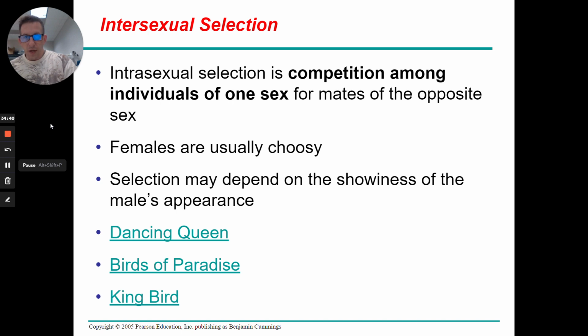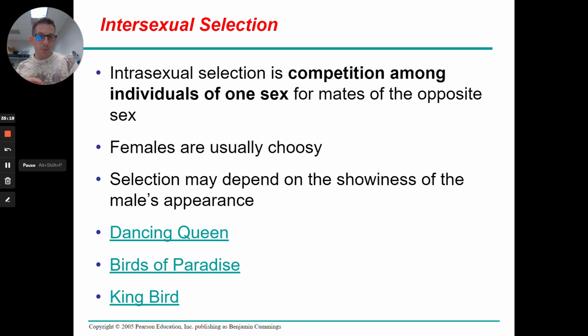So this is a typo right here. I'm not going to change it, but I'd like you to change it. This should say intersexual selection. Birds of paradise are great examples of intersexual selection, which is competition among individuals of one sex for mates of the opposite sex. In this case, this is described as mate choice. Females are usually really choosy, and many of the examples are of the females being choosy and the males trying to wow the female into having sex with them to make babies.